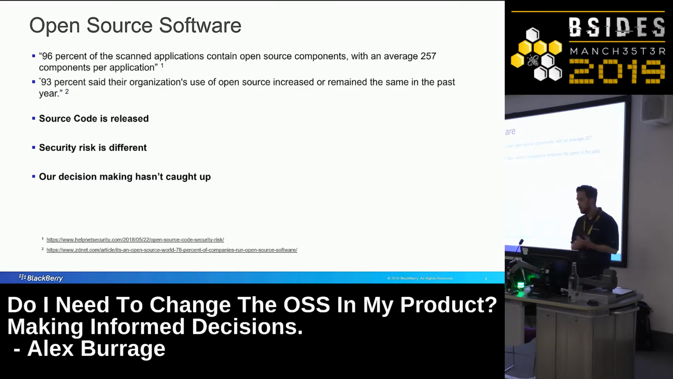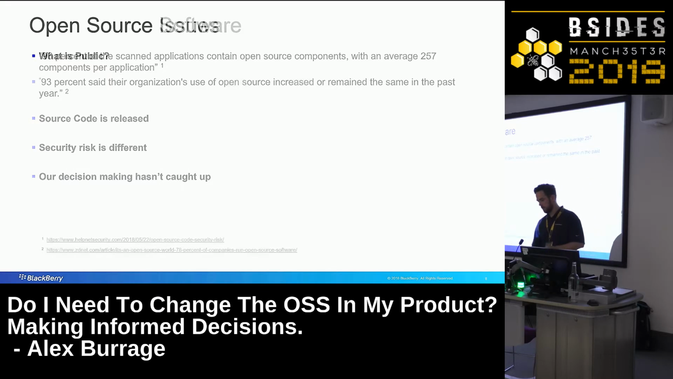And what that means is that the security risk to our companies, our products that we're making, is different than it would be in the olden days using the traditional model of closed source components. And what I'm going to argue today, hopefully convince you guys of, is that our decision making hasn't caught up. We're still lagging behind the use of our software. So our developers are doing things that we're not keeping up with.